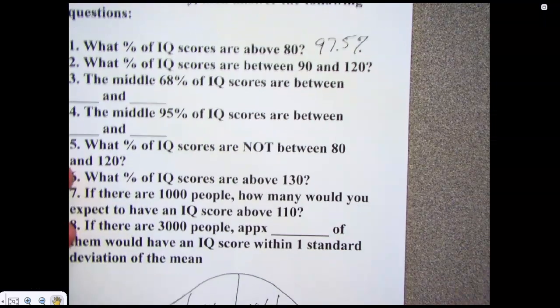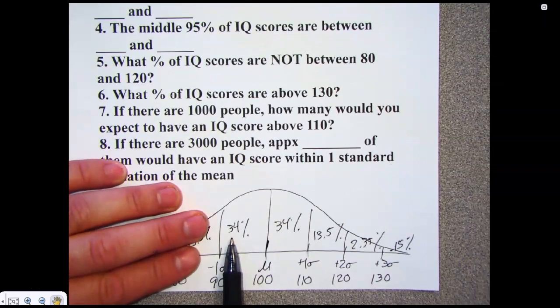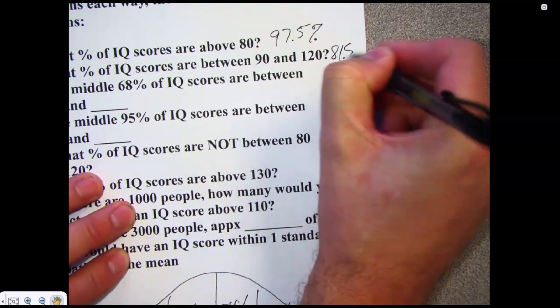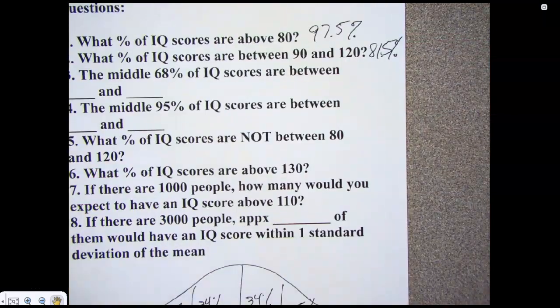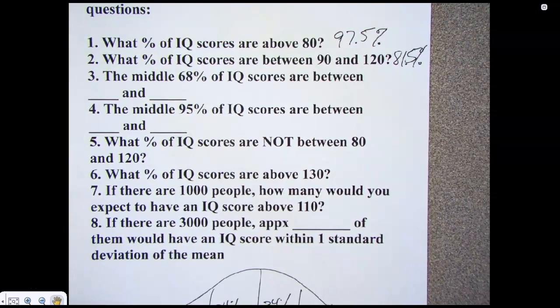So what percent are between 90 and 120? You literally just add. 34 plus 34, so we're at 68, plus 13.5. So we are at 81.5%. Does that make sense what I'm doing? Questions on it? Alright, finish it.